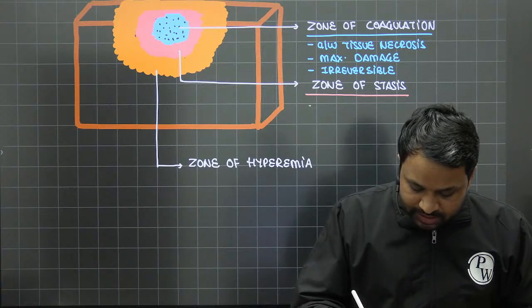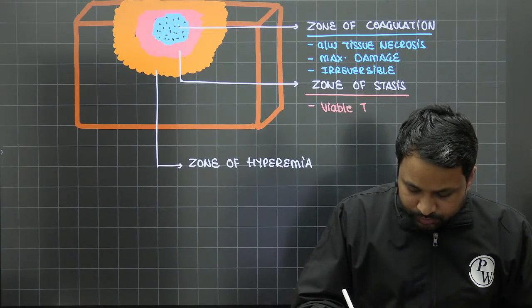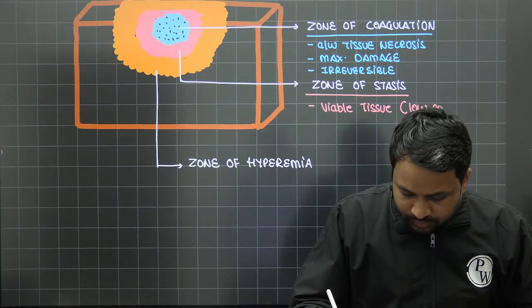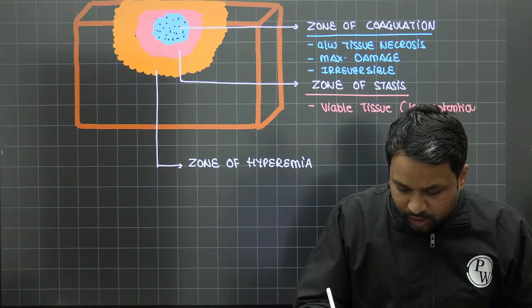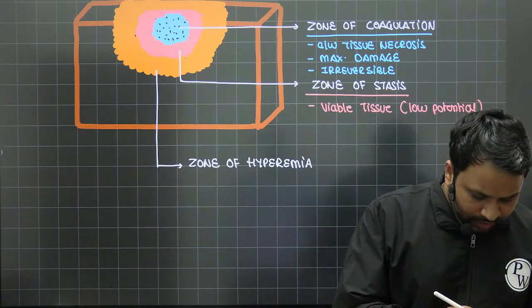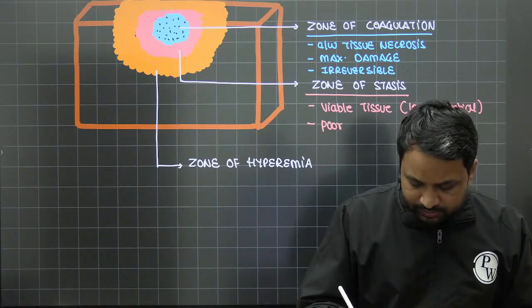Zone of stasis has got viable tissue, but it is low potential. That means it can convert into the zone of coagulation. It can also become necrotic. So it consists of viable tissue, and it has got poor vascularity.